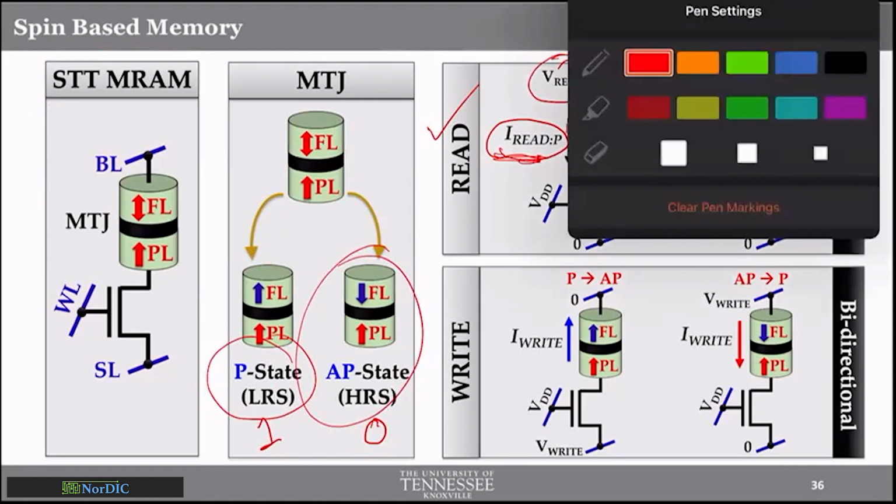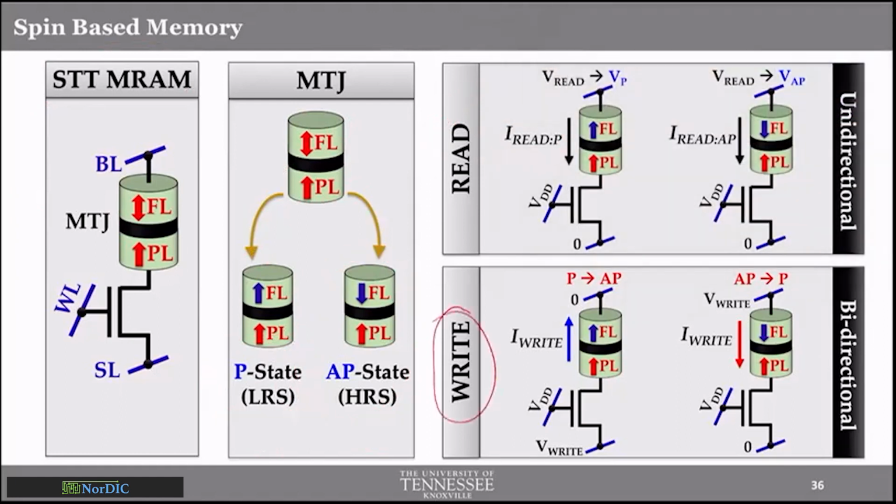Now, how do you write? To write into the cell, you actually need bidirectional current flow. That's something unique about this cell. For writing a parallel to anti-parallel, you need to flow current from here, and that's a must. You cannot do the other way. There is a slide which will talk about why that is the case. But just for now, imagine to change a parallel to anti-parallel, in other words, to change a low resistance state to high resistance state, you need to let current flow from pinned layer towards free layer.